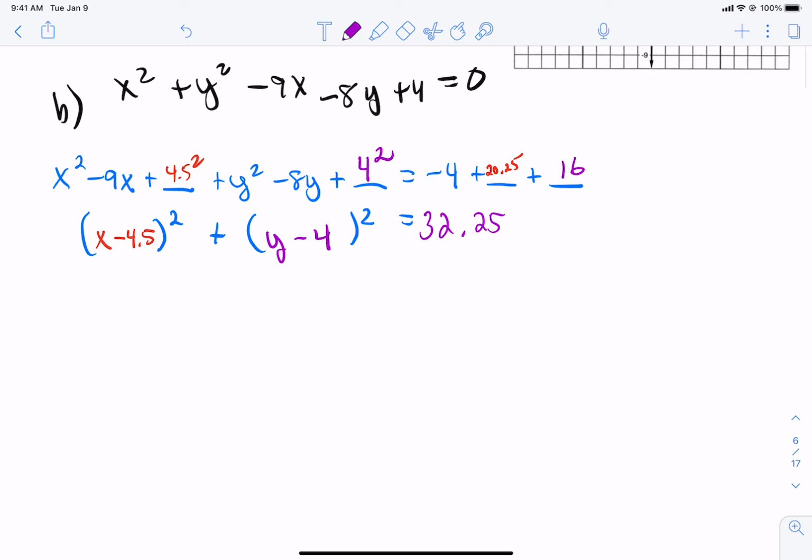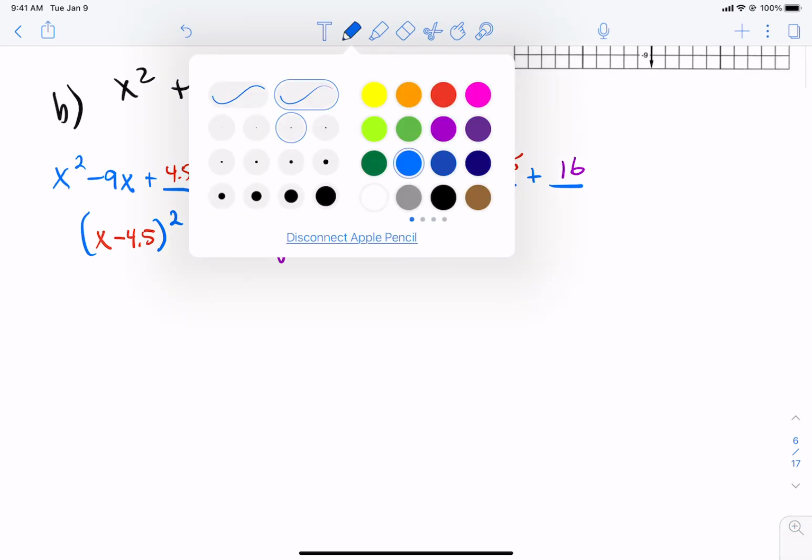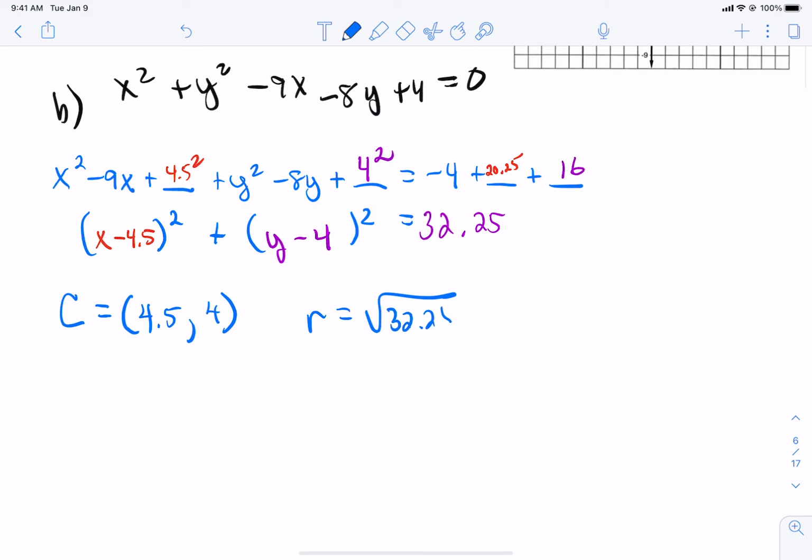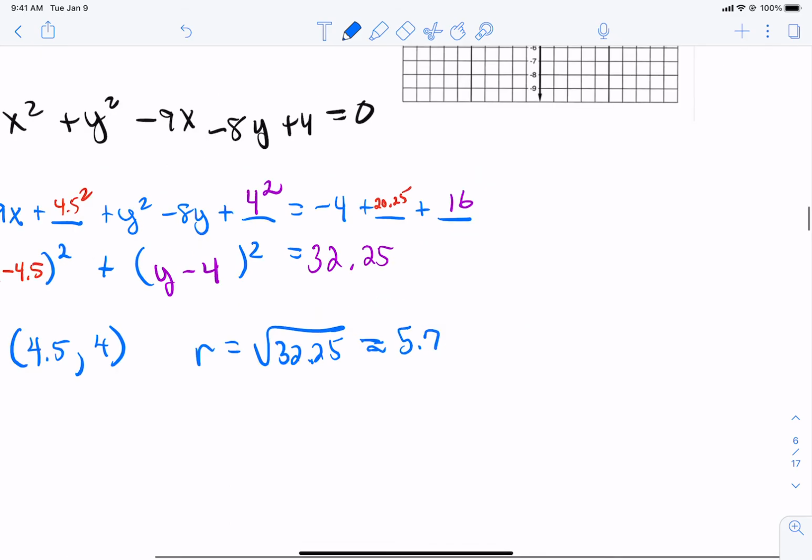We're in standard form. Let's pull out our center. Let's pull out our radius, and then let's graph it. So our center is the opposite of what we see there and there. So instead of negative 4.5, it's positive 4.5. Instead of negative 4, it's positive 4. And our radius is the square root of 32.25. Let's round to the nearest tenth. It's really hard to graph anything more accurately than that. Even that's difficult. The square root of 32.25 is approximately 5.7. Okay? So now we have everything we need to graph it.